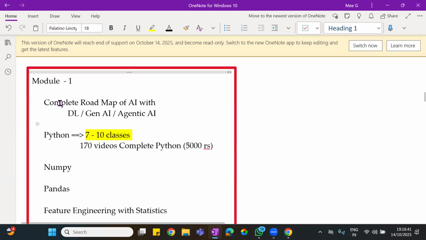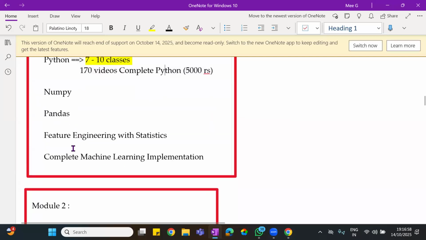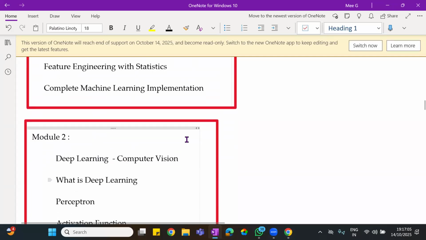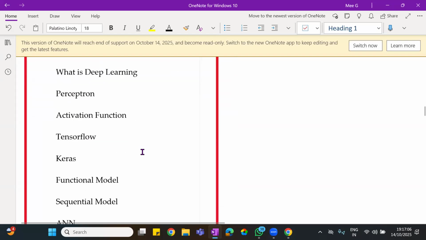Now, module one, I will give you an overview of Python, 7 to 10 days of classes, and 170 videos will be shared with you. This is completely free of cost. NumPy, Pandas, feature engineering will be our first module. Second module, we will see computer vision, deep learning. What is deep learning? What is perceptron? What is activation function, transformer, and all these things.